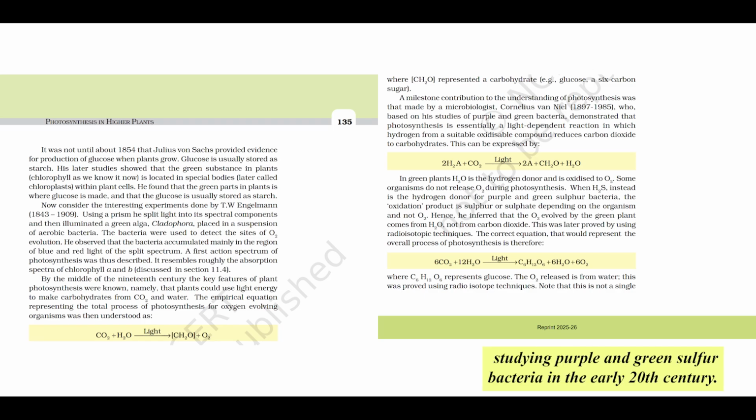Finally, a truly groundbreaking contribution came from Cornelius van Niel, a microbiologist, studying purple and green sulfur bacteria in the early 20th century. He showed that photosynthesis is fundamentally a light-dependent reaction where hydrogen from a suitable compound reduces CO2 to carbohydrates. His general equation was something like 2H2A + CO2 yields 2A + CH2O + H2O using light.